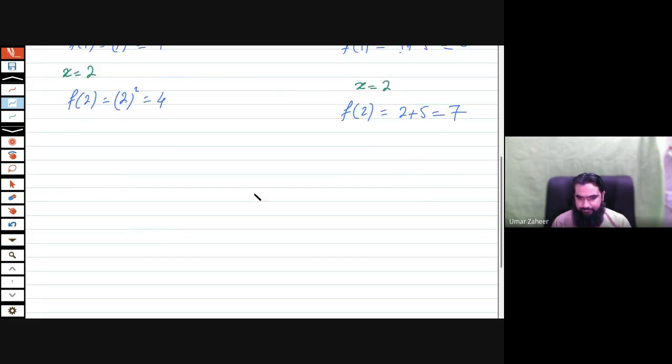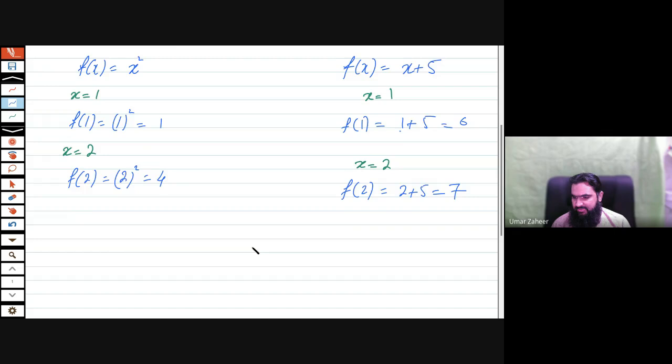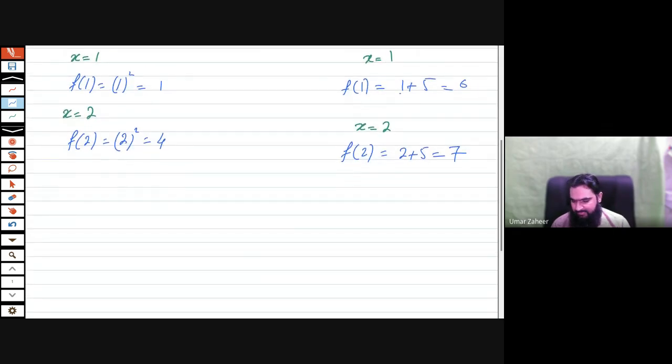For example, if I take another function, let's say I take the function f of x is equal to square root of x.